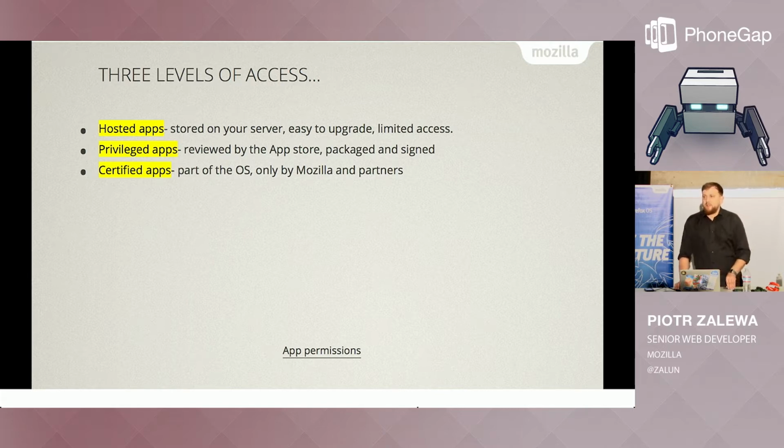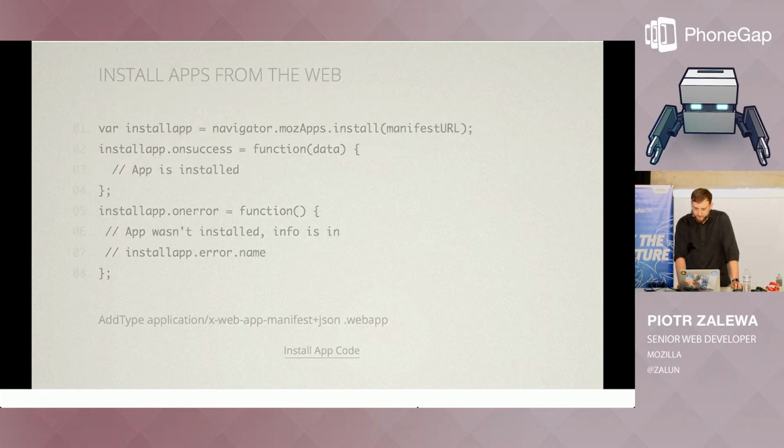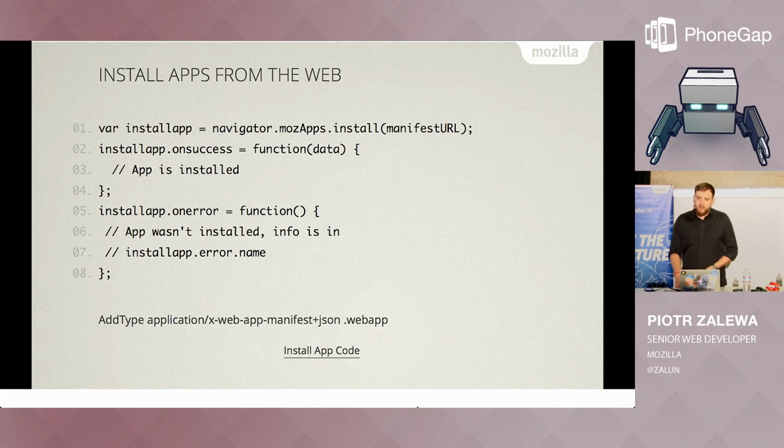And certified apps are the system apps. If you are in a position of giving the phone with the system, you are able to make apps which are certified and have more access to the device. The hosted apps might be installed from the web, and the installation script looks like that. You may go back to the slides if you want to copy the content, or just go to the MDN and see how it should be done in the documentation.